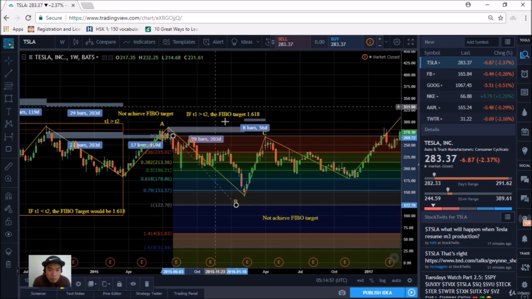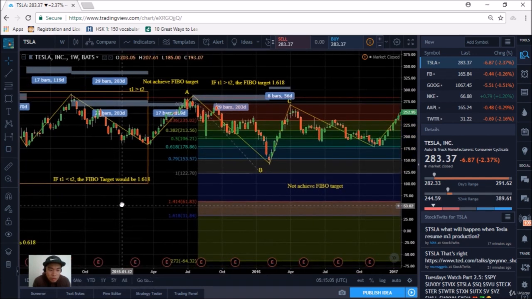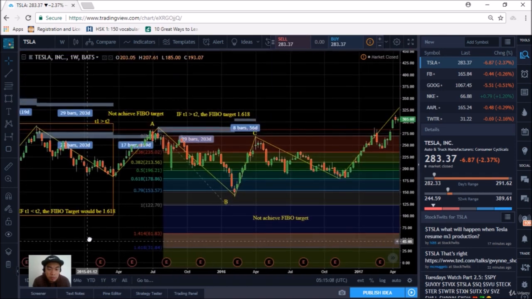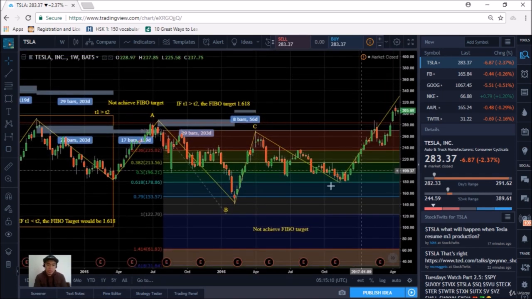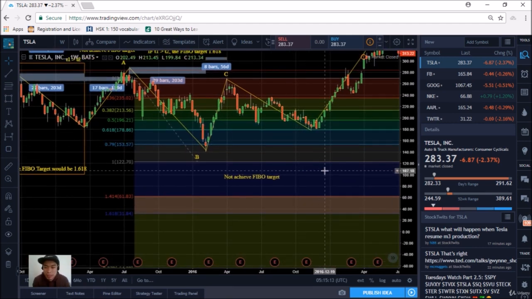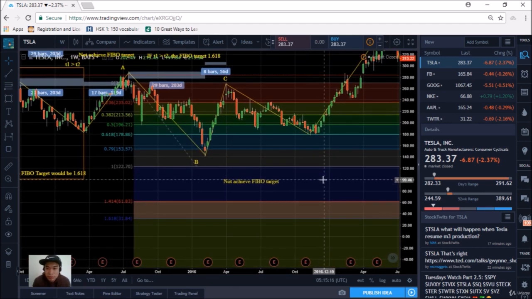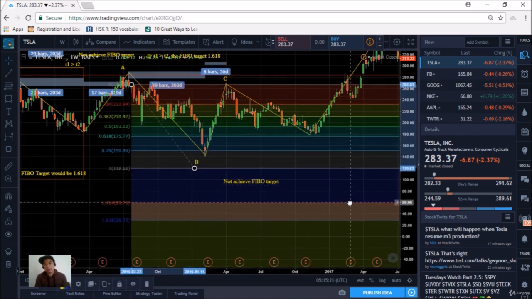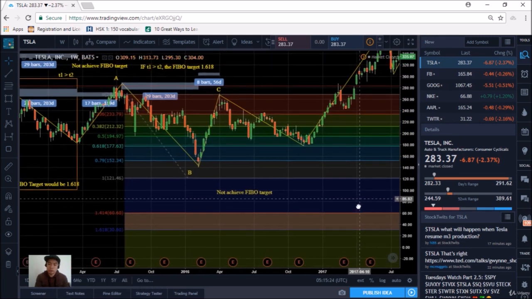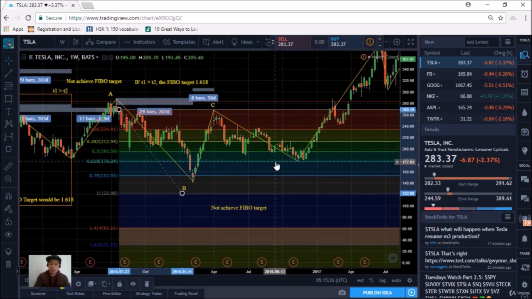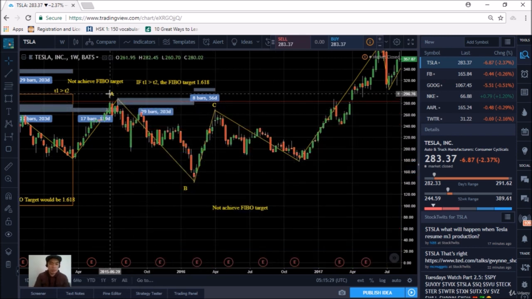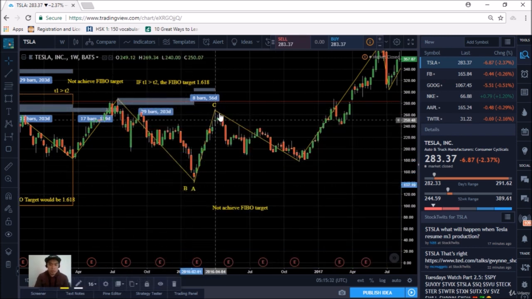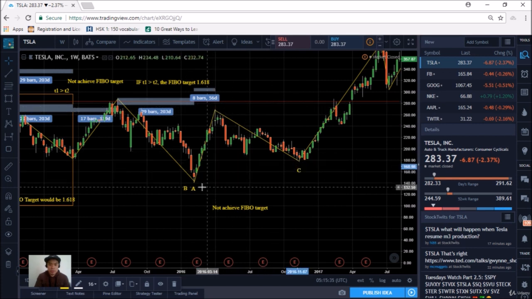If this T1 is more than T2, the Fibonacci target is 1.618 downward. So now we can see that it's getting unachievable. It's way far beyond this downward. So next, what it indicates is that it will go up. Now what you can do is that this one is A. Next you measure the target up.